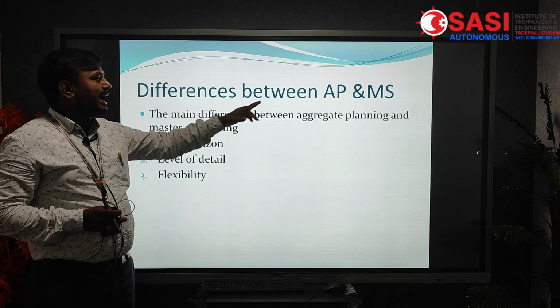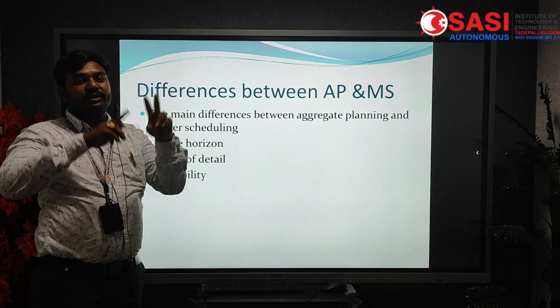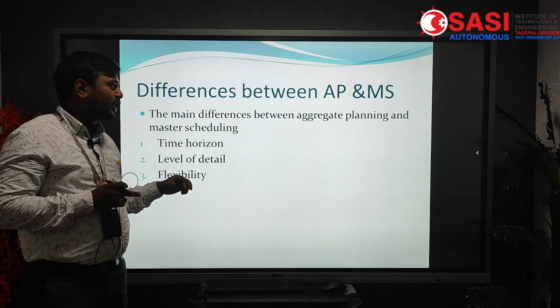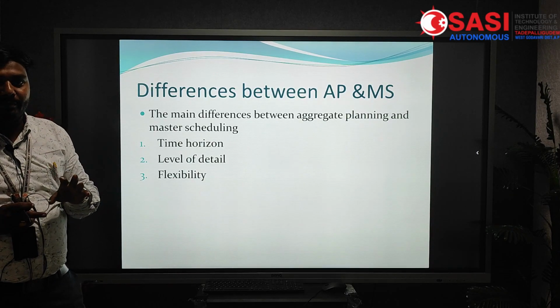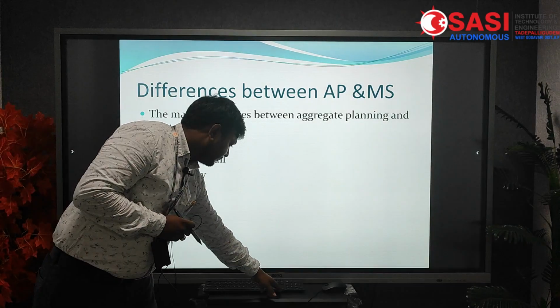Flexibility: you may not have flexibility in the aggregate plan. It will provide a plan for the total organization, whereas the master scheduling provides individual departmental plans or individual activity plans. So it is somewhat flexible when compared to the aggregate planning.